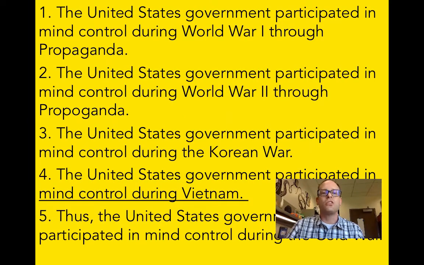Okay, so let's look at this argument here. We have 4 premises and a conclusion, 5. Let's look at our conclusion. Thus, the United States government participated in mind control during the Cold War. Okay, so we're going to need to try to determine, gosh, is this going to be deductive or inductive? All right, let's go ahead and read our premises.